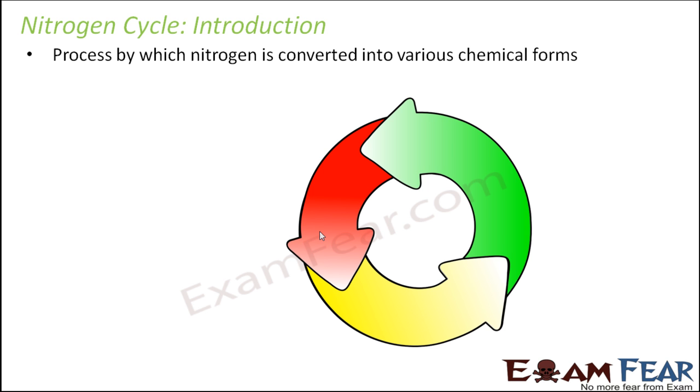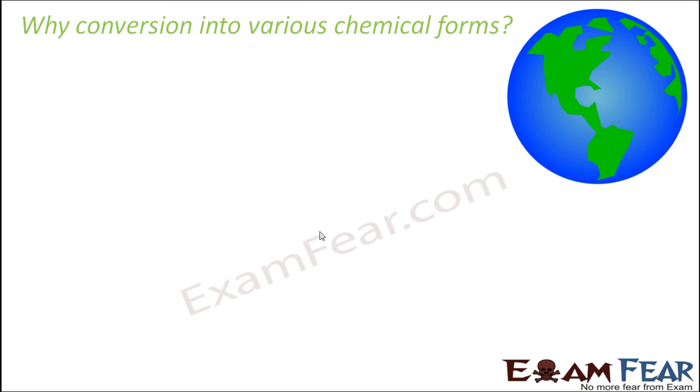In this topic, we will talk about the various processes which together form the nitrogen cycle. This is a very important part of the ecosystem, the way we have the carbon cycle. Similarly, the nitrogen cycle is also a very important part of the ecosystem, because it maintains a balance in the different forms of nitrogen. Now the first question that you might ask is why nitrogen needs to be converted into so many different chemical forms. Let us try to answer that. Why conversion into various chemical forms? If nitrogen is there in the atmosphere, let it be there as it is. Why does it need to be converted into so many different forms?